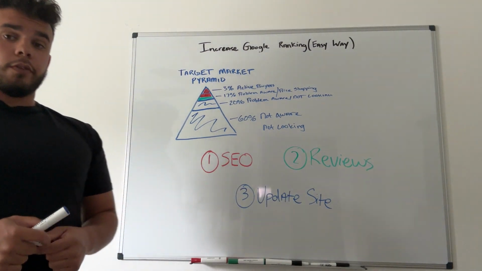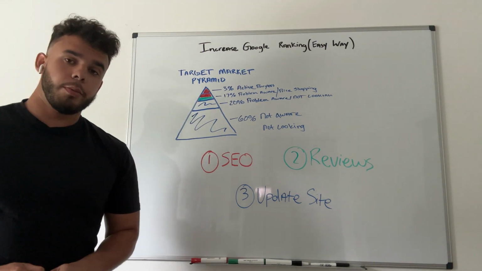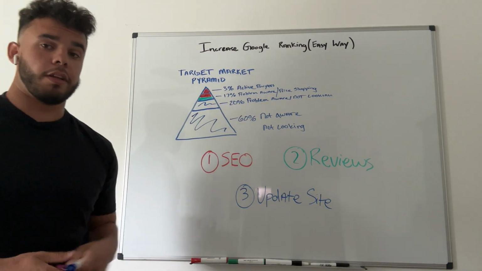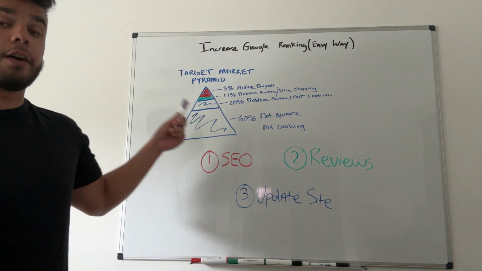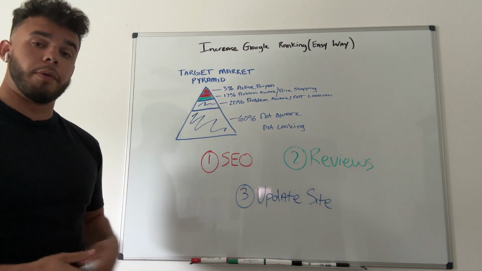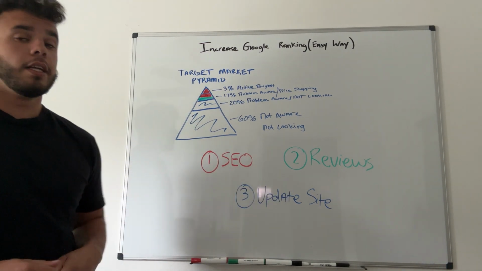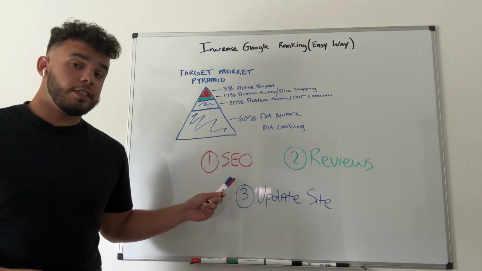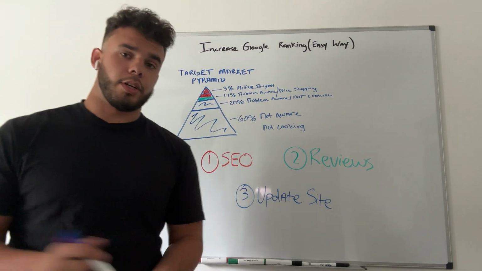So just a quick overview of what we went over in this video. We went over the target market pyramid and the people that are looking for your service or they're not looking for your service and how to actually target them using number 3. But we've also gone over the 3 ways to target this target market pyramid: SEO, reviews, and then of course, updating your website.